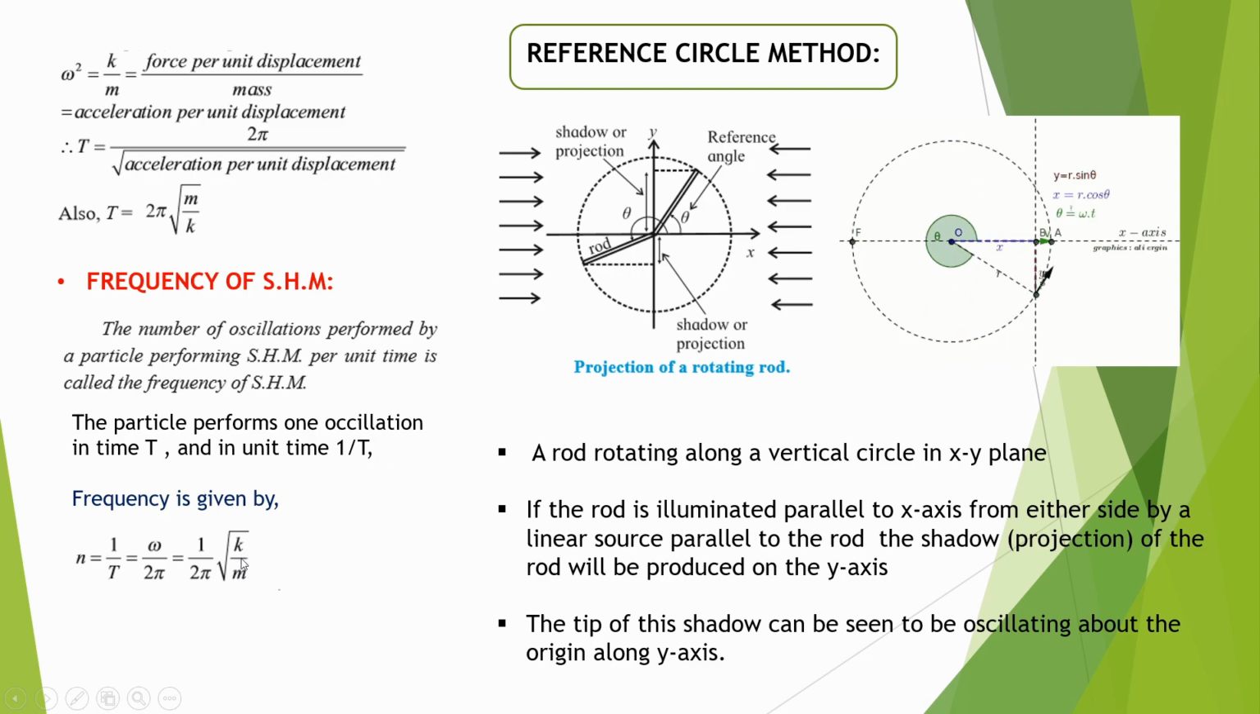After that the next topic is the reference circle method, and after that the next topic is the graphical representation of SHM. Both topics are omitted from our syllabus, so we can't discuss them. In the next lecture we will directly discuss the next topic, that is the composition of two SHMs having the same period and along the same path.